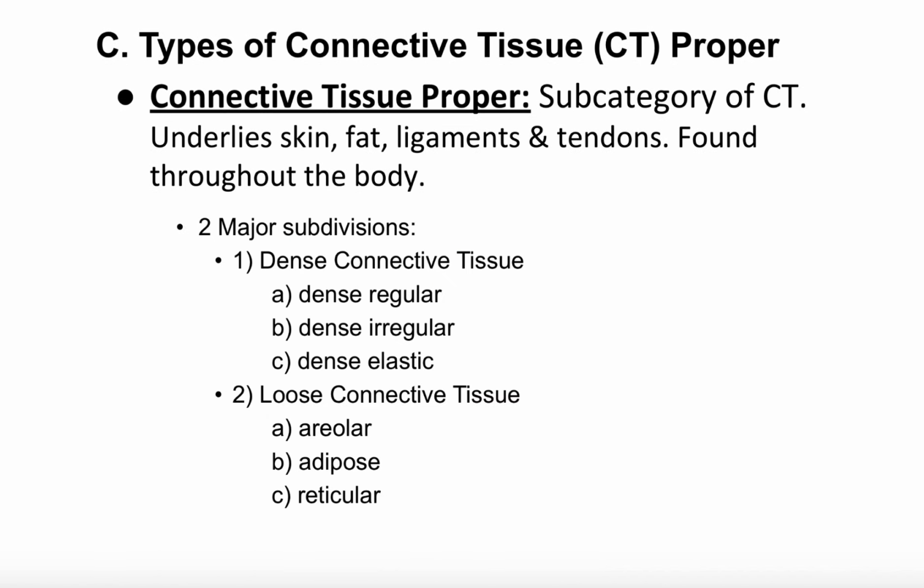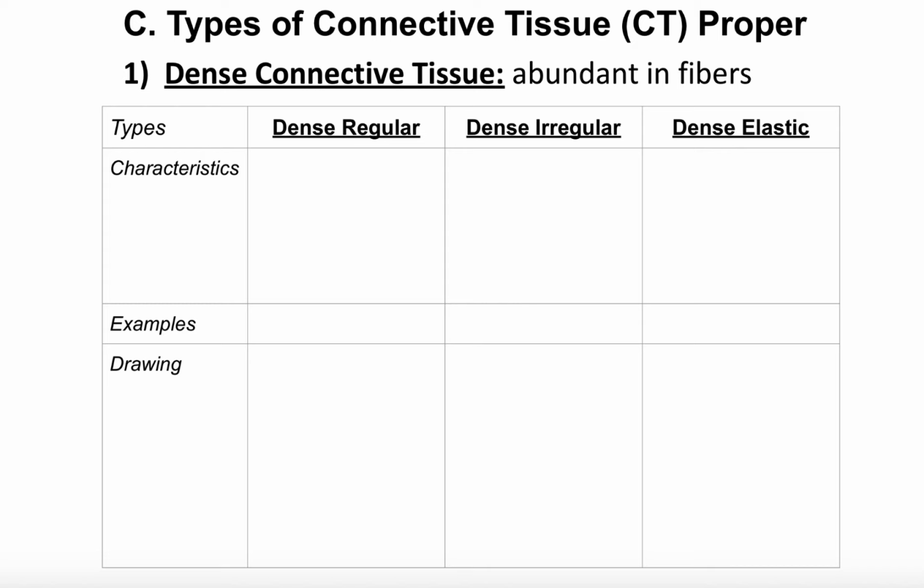So we're going to cover 3 subcategories of dense connective tissue, then 3 subcategories of loose connective tissue. You don't have to write this portion of your notes down because we're going to cover each subcategory in a table. First we're going to cover dense connective tissue. These are tissues that have abundant fibers surrounding the cell. And if you forgot, the matrix, the space surrounding the cell and what it contains, is basically as important as the cell itself when it comes to identifying and discussing the function of connective tissues.